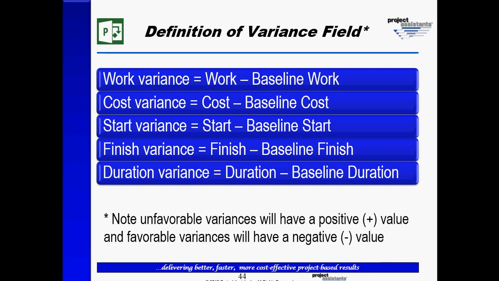As you may recall, in part 1 we did an overview of how variance analysis works in Microsoft Project, and we discussed the difference between the original estimate fields, work, cost, start, finish, and duration, and the baseline fields. Today we want to focus on the difference between current estimated work and baseline work. Whenever baseline work is different than work, a work variance will be generated.